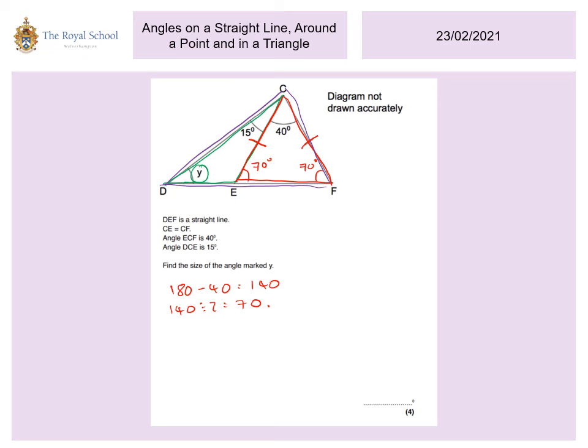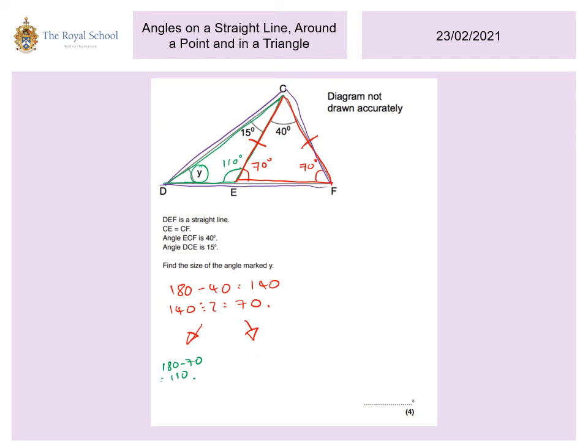Now this is where the problem branches off into 2 different ways of doing it, and we should get exactly the same answer regardless. The one way of doing this is that I could now work out this green angle here. We've got angles on a straight line from D to E to F, so I know that this needs to be 110, because 180 take 70 equals 110.